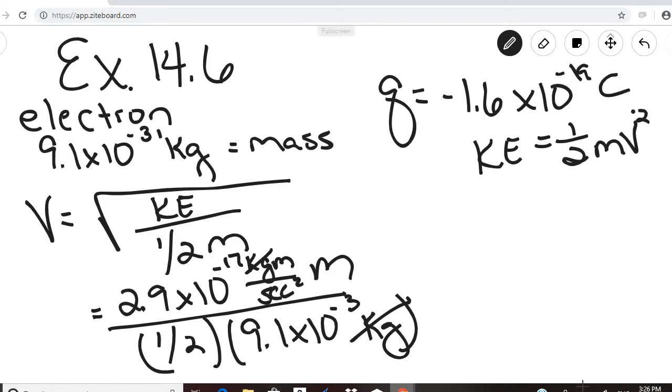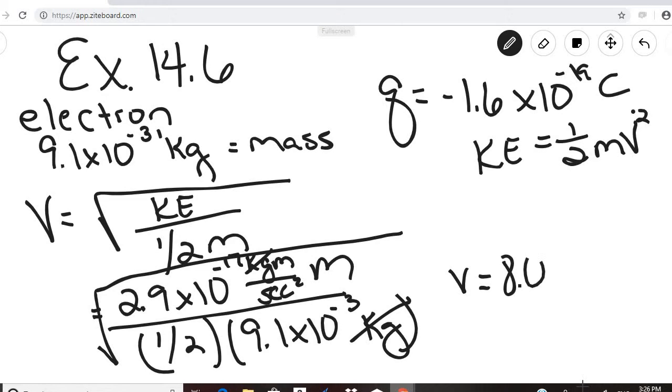So you're going to have meter times meter, meters squared over seconds squared. When you take the square root of that, you end up with meters per second. So if we do all that math, you should get that the velocity is equal to 8.0 times 10 to the 6 meters per second.